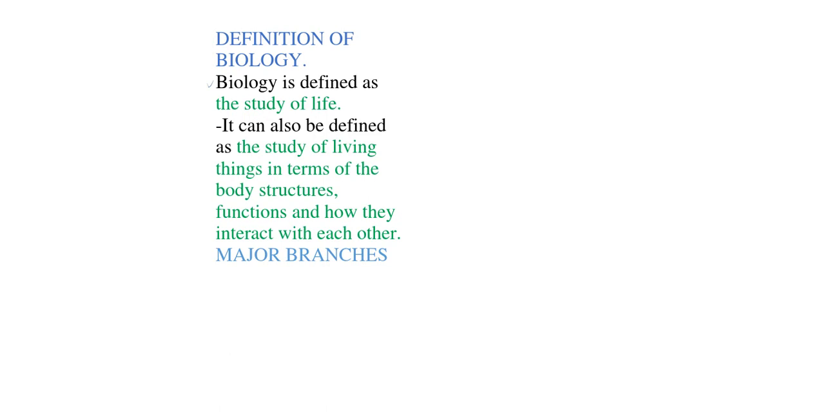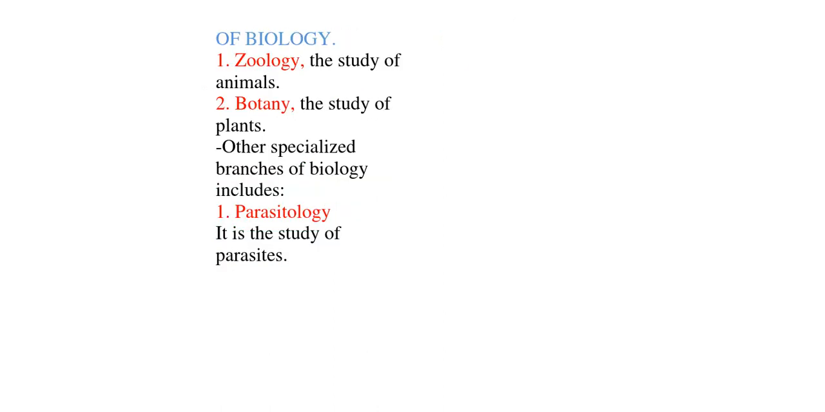Now that we have the definition, we can discuss the branches. The branches are grouped into two categories. One, the major branches, which includes zoology and botany. And two, we have the other specialized branches. So the major branches are zoology and botany. Zoology deals with the study of animals, while botany deals with the study of plants.